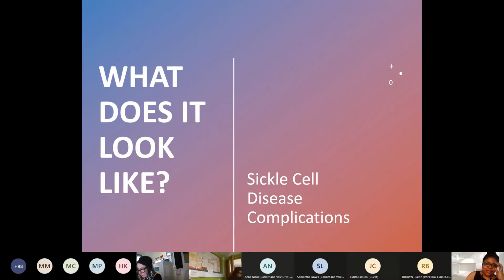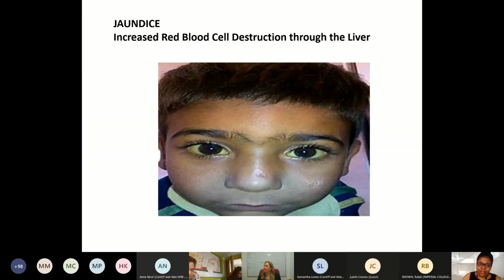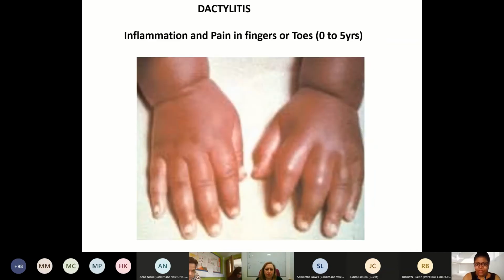Okay, so what do sickle cell disease complications look like? I've explained quite a lot of what's going on now, so I'm just going to run through a few slides that you can see. Jaundice is something that the child might show in school. It's important you are aware of what's going on with the sickle cell child. Also there's something called dactylitis, where young children, 0 to 5, may present with tight swollen fingers. They need to go to hospital for that.